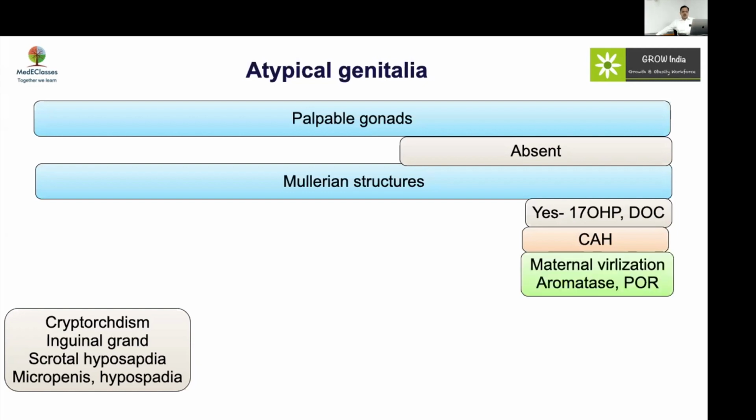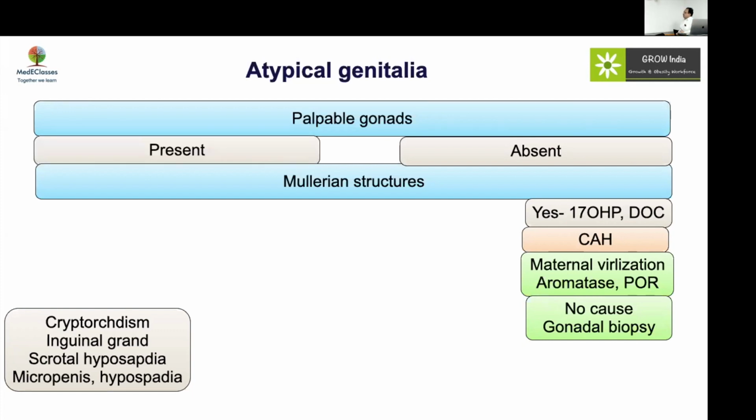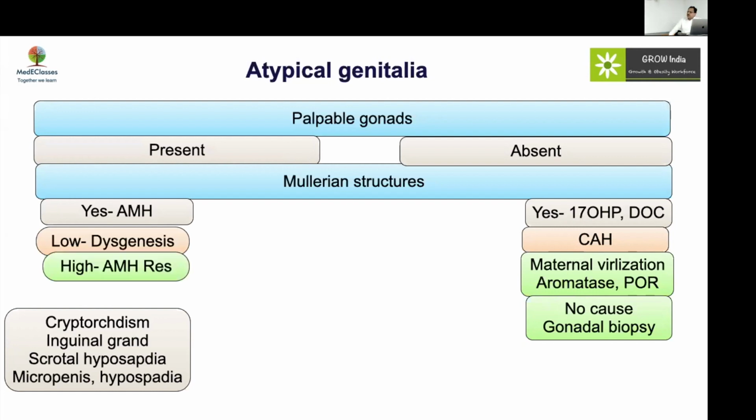If, however, these levels are normal, ask for maternal virilization, which will give you a clue towards aromatase or POR, and if all that is normal, then you think of a gonadal dysgenesis. So this arm is easy. No gonads, Mullerian structure present. Very simple. No AMH being formed, and this is a XX DSD. Now, if you have a palpable gonad and you have a Mullerian structure, this is also easy. Basically, what it means is that gonads are there, but they are not working. They are not producing AMH, or the AMH is not working. So you do an AMH. If it's low, it is dysgenesis. If it's high, it is AMH resistance.